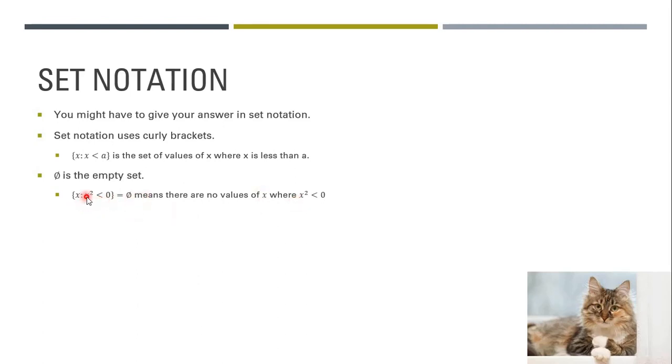So that's what that means. Without the equals empty set thing, that's just the set of values where x squared is less than 0. But because we know there's no values to that, we can put it equal to this. So this little thing that looks like a U, it's the union symbol. The union of two sets is everything in either set.